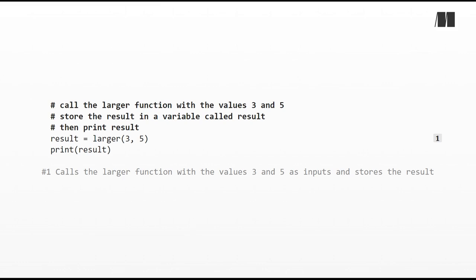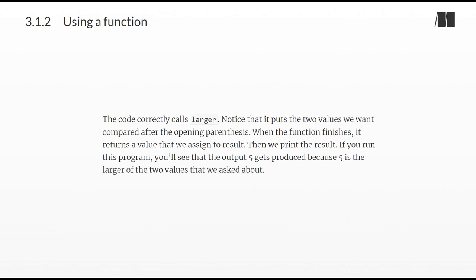See this prompt? The code correctly calls larger. Notice that it puts the 2 values we want compared after the opening parenthesis. When the function finishes, it returns a value that we assign to result. Then we print the result. If you run this program, you'll see that the output 5 gets produced because 5 is the larger of the 2 values that we asked about.